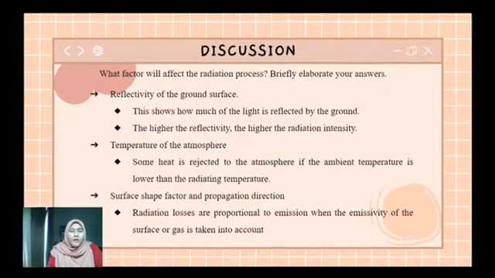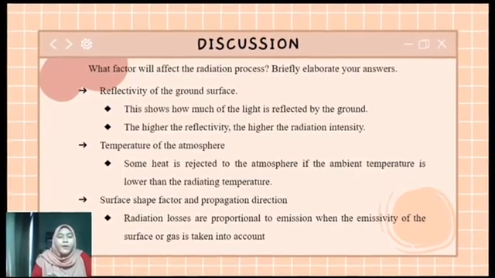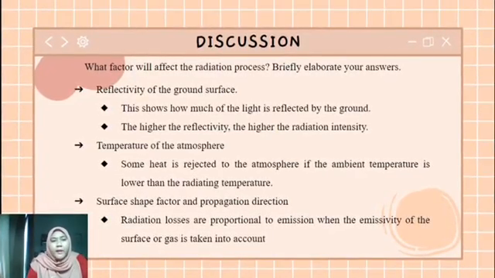Thank you. Assalamualaikum, my name is Ziti Afika, MA18226. Today I would like to present about the factors that affect the radiation process. There are 3 factors. The first one is the reflectivity of the ground surface. This shows how much of the light is reflected by the ground. The higher the reflectivity, the higher the radiation intensity.